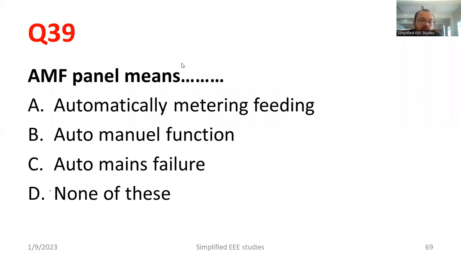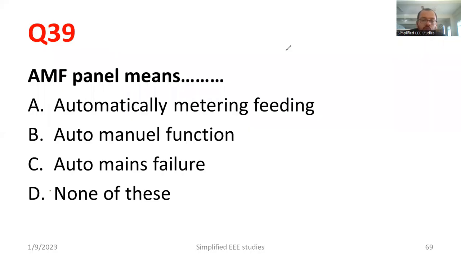So another important term is called AMF panel. What is AMF panel? Can you identify the answer? AMF panel. Just cross check once again. So AMF means auto main failure. That is the right answer. Auto main failure is the right answer. You can elaborate AMF: auto main failure. Option C is the right answer. Go ahead with option C.